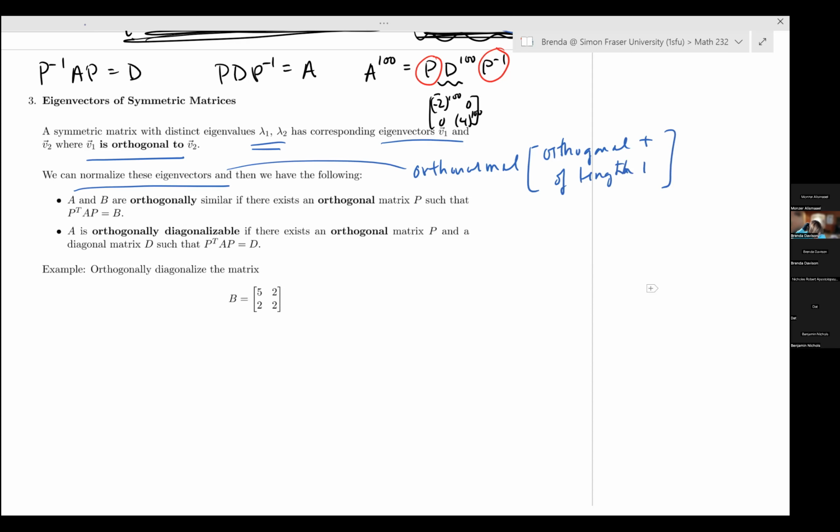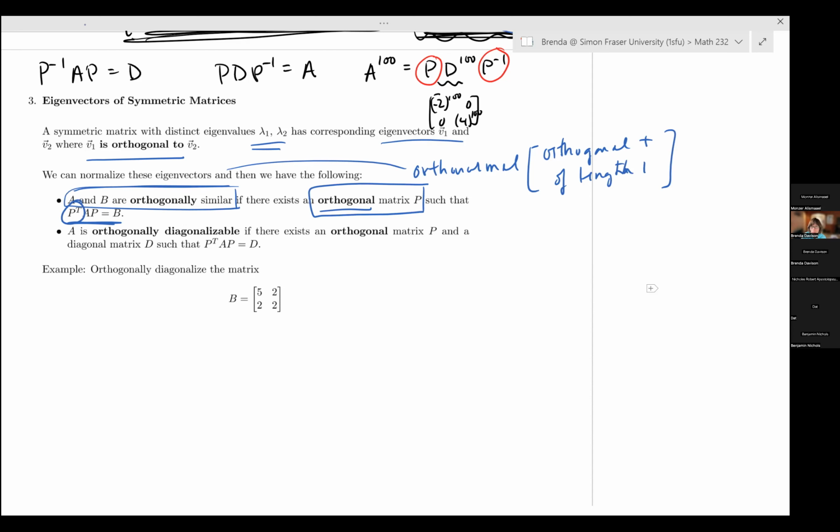Okay. And then if you stick those orthonormal eigenvectors into a matrix, then you get an orthogonal matrix. The orthogonal matrix has the columns being orthonormal. Okay. And then we call A and B orthogonally similar, and they're related like this, where this is no longer P to the -1, it's P transpose. Okay, so it is important that this matrix P is orthogonal.